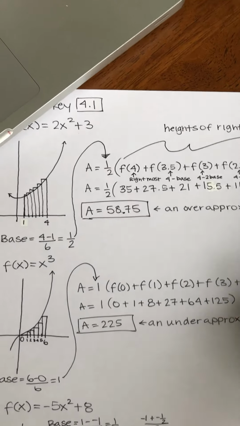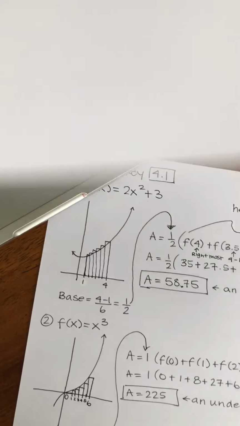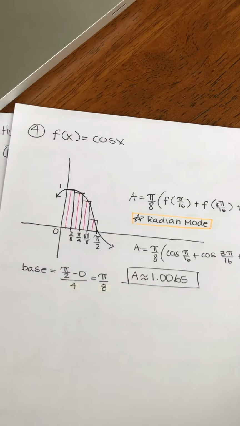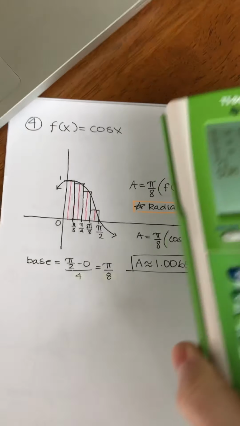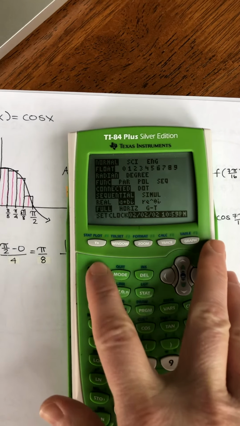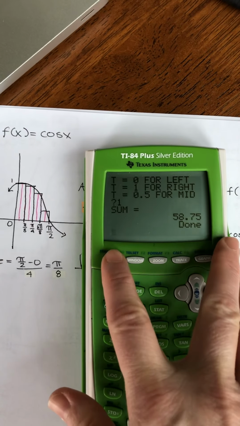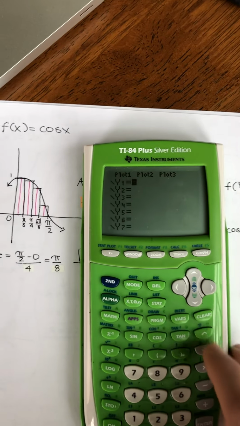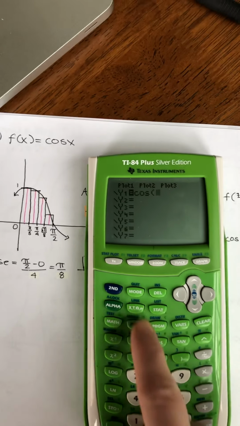Okay, let's try that number 4, that cosine one. In this one, notice we do have to be in radian mode. So check your mode, make sure you are indeed in radian mode. And then quit that out. Let's go ahead and graph the function y equals cosine x.